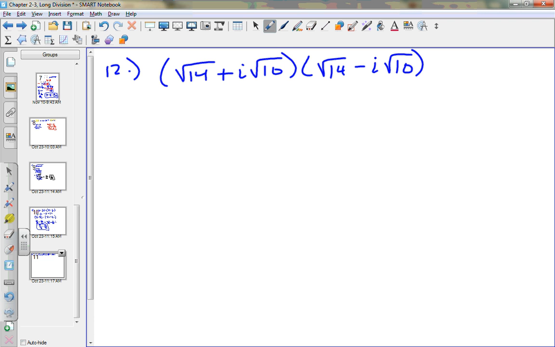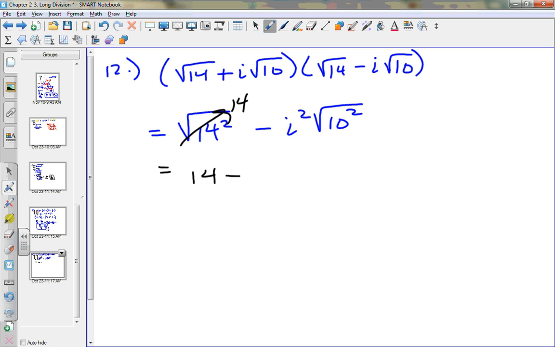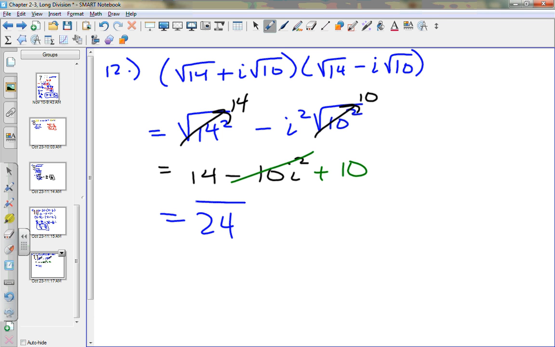They're conjugates. So if they're conjugates, simply FOIL them. What's the square root of 14 times the square root of 14? Well, that's the square root of 14 squared, minus what's i times i? It's i squared, and that's going to be the square root of 10 squared. This comes out as 14. This comes out as 10. This turns into plus 10. Why does it turn into plus 10? Because it's i squared, right? And 14 plus 10 gives you 24. That was so not a hard problem.